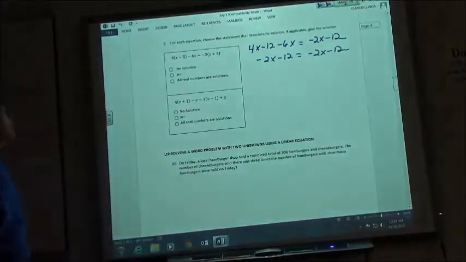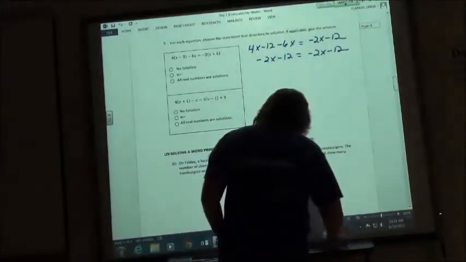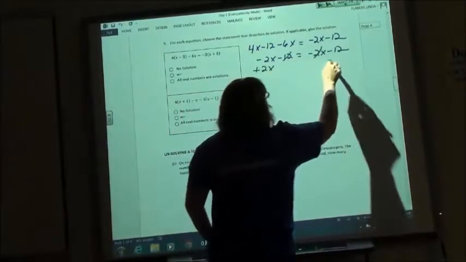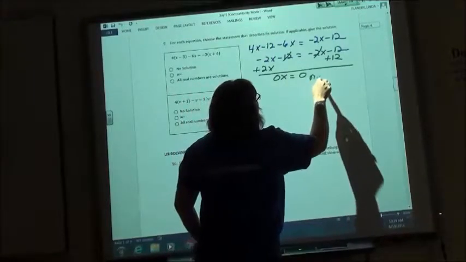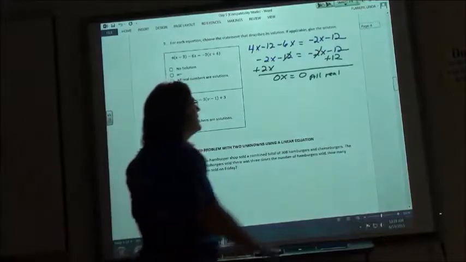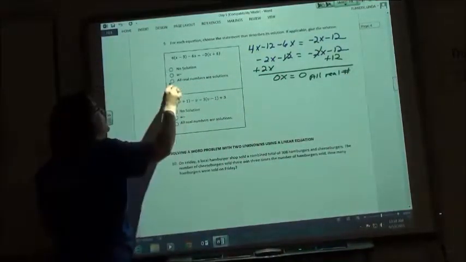You might remember from the previous one that looked like that, where everything was exactly the same on both sides, that when you solve it, you get 0x equals 0, and that if you get that, all real numbers are solutions, because 0 times anything is going to give you an answer of 0.